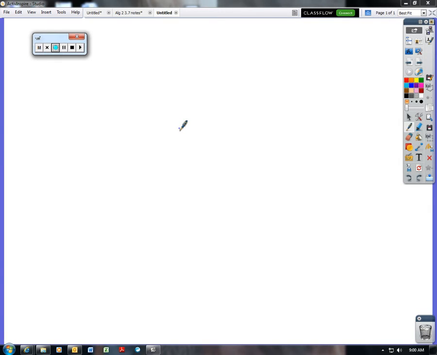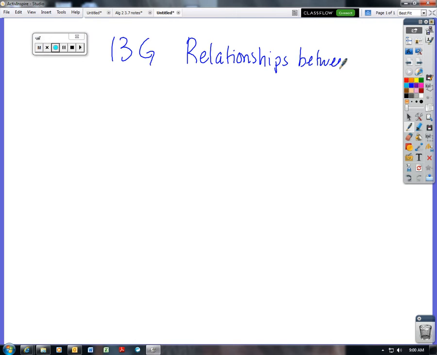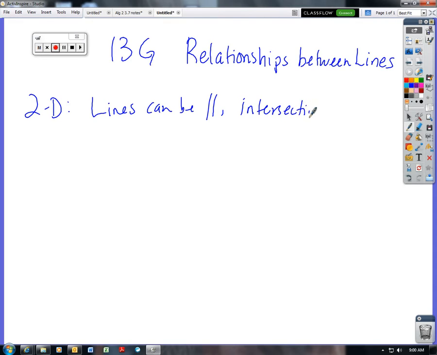This video is for Chapter 13, Section G, which is the relationship between lines, or relationships between lines. So, in 2 dimensions, lines can be parallel, intersecting, or coincident. And then the perpendicular would fall underneath intersecting.